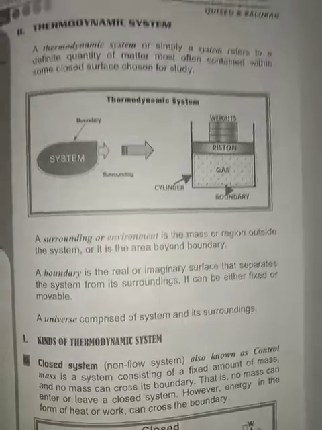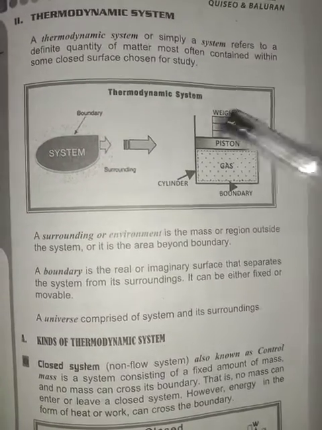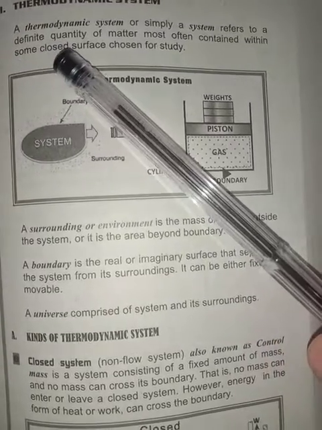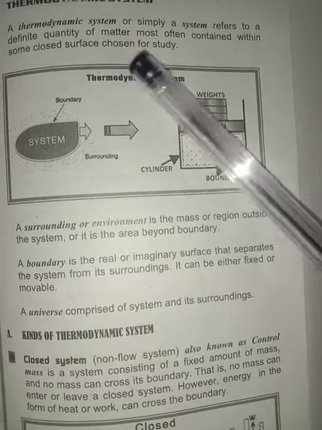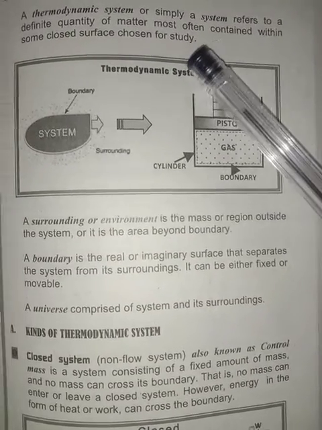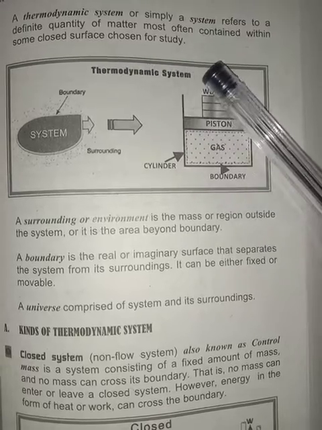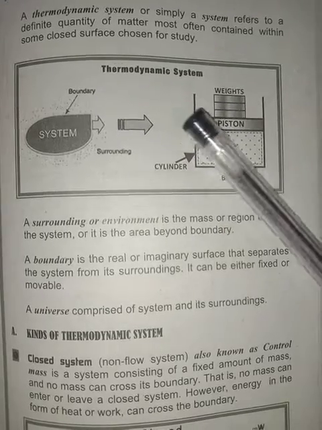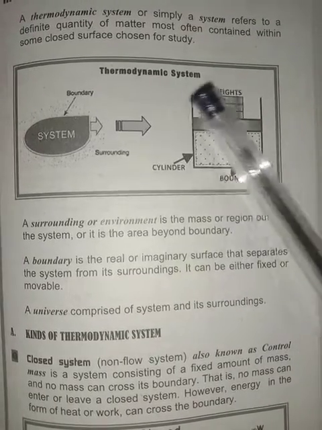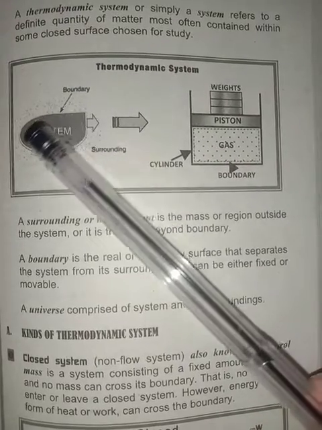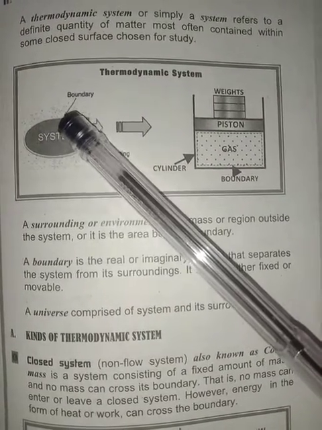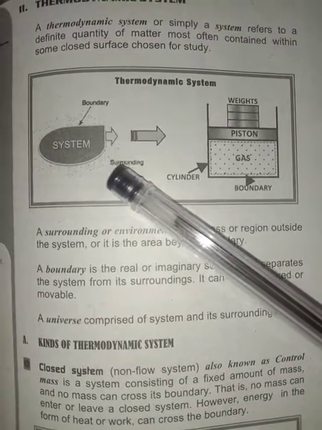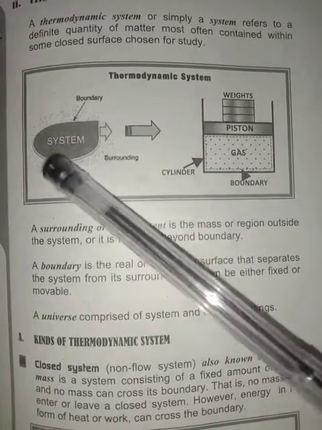So first, what is a thermodynamic system? A thermodynamic system is a definite quantity of matter, most often contained within some closed surface chosen for study. So here is the diagram of the thermodynamic system. There's a system here, then the boundary. Here is the boundary, and then the surrounding. Outside the boundary is the surrounding.